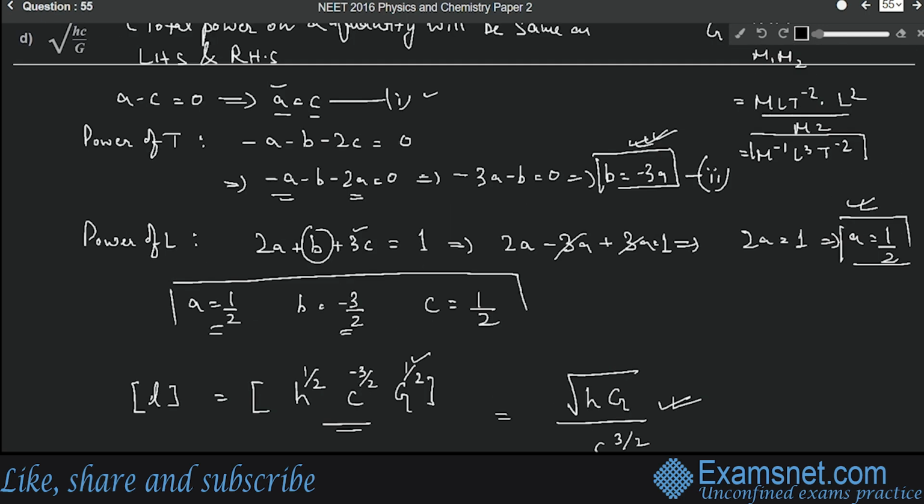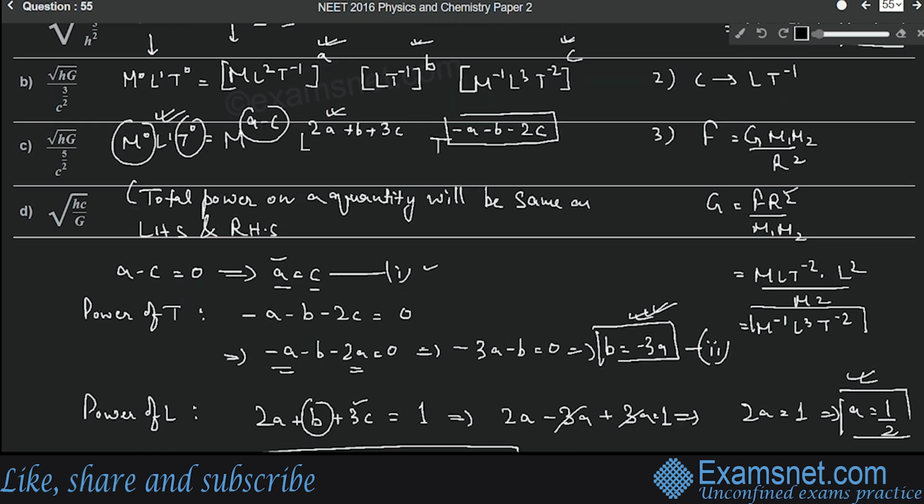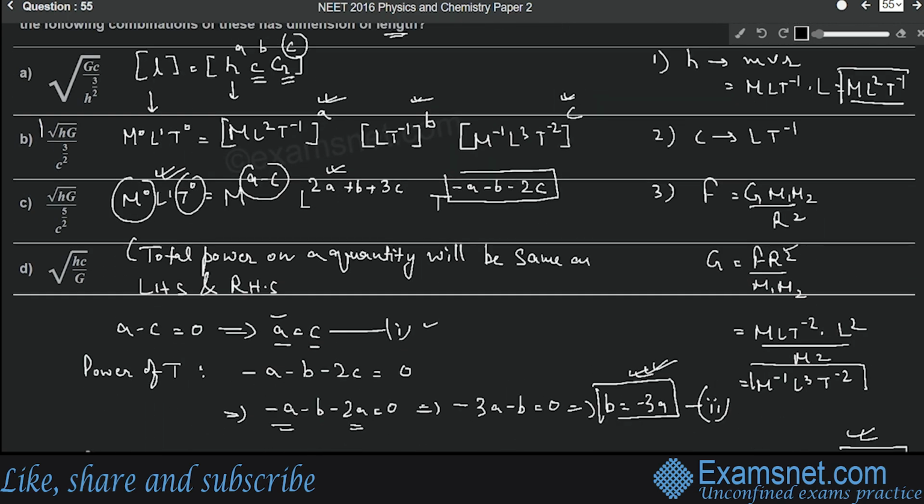Okay. So let's see. Under root, can you see option number B? Under root h into g upon c to the power 3 by 2. Have we got the same expression? Yes. So option B will be the correct answer. So this is an easy question but a lengthy one. So you have to practice it well.